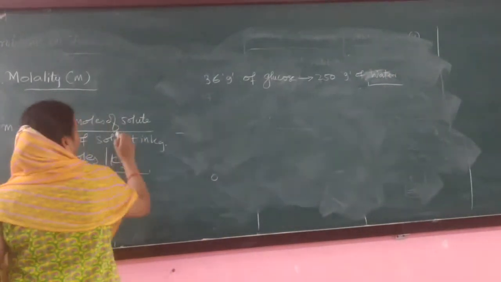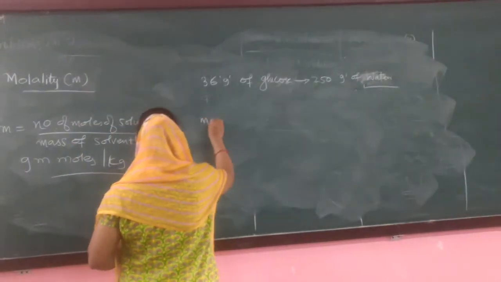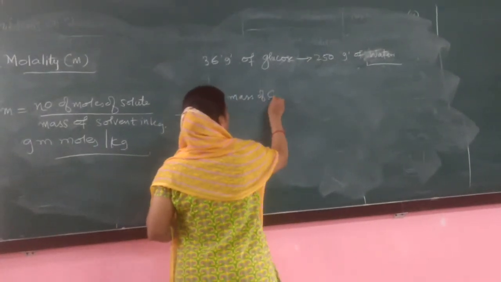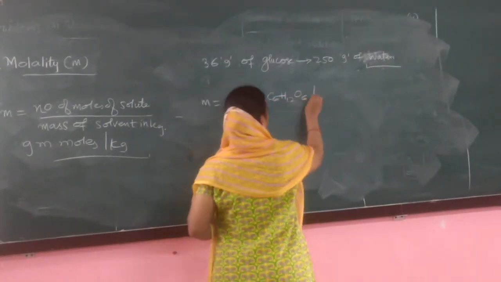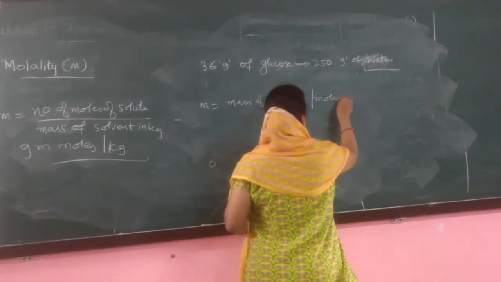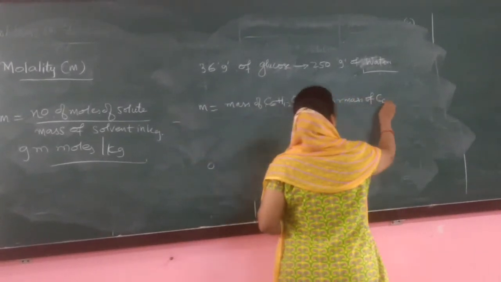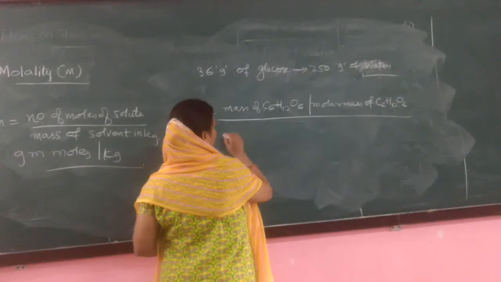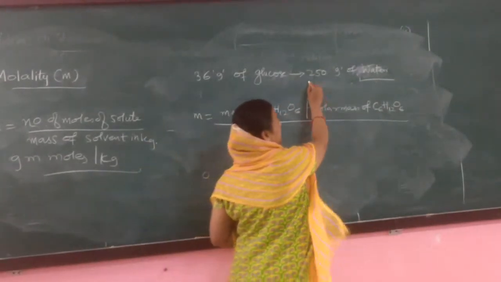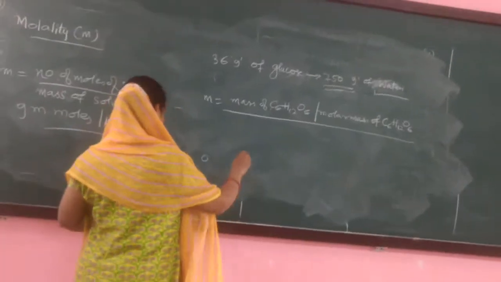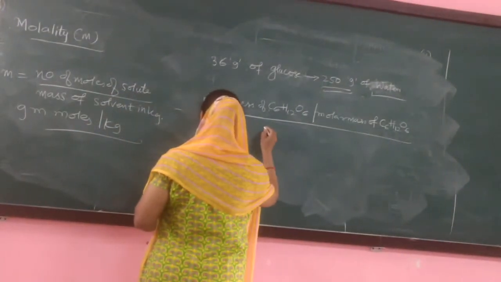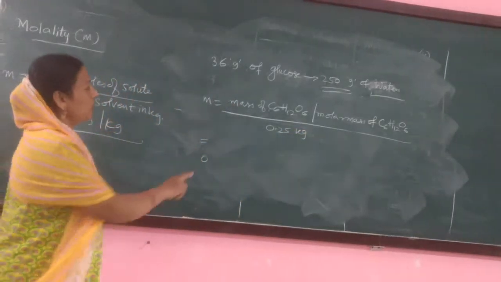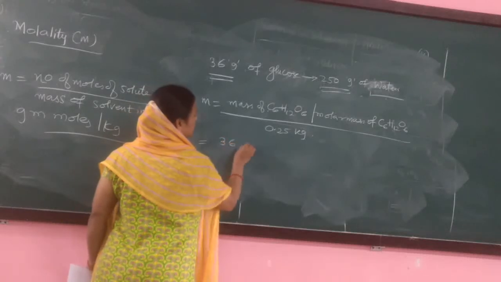So number of moles of solute is given by what? Small m is equal to, the solute here is glucose. Mass of glucose, C6H12O6, divided by molar mass of glucose, divided by mass of solvent in kg, mass of water in terms of kg. Here it is given in terms of gram. 250 grams in terms of kg will be 0.25 kg. Now what is the mass of glucose given in the problem? It is 36 grams, right?